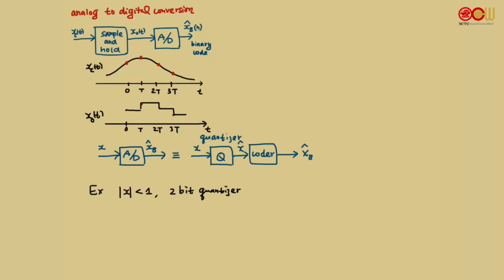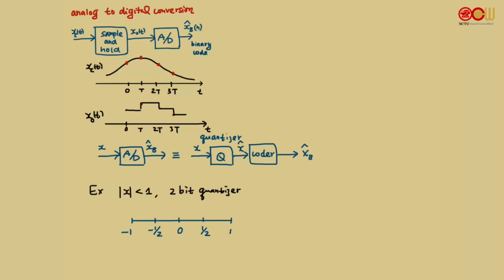For example, x is a number that is between -1 and 1, and we use 2 bits to represent x. When we have only 2 bits, there are actually 4 choices of representation. Suppose this is the interval from -1 to 1, the range of x, and we only have 4 choices to represent x. So one possibility is to divide it into 4 cells or 4 intervals. And this would be 0, and this would be a half, and this would be minus a half.